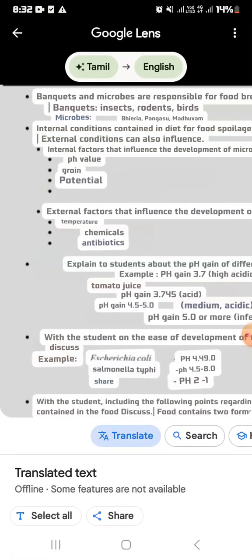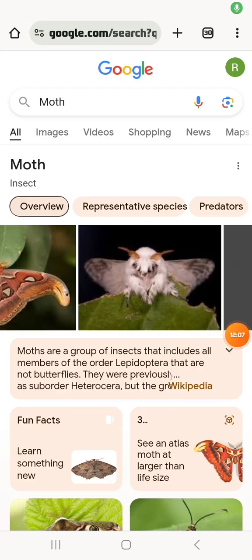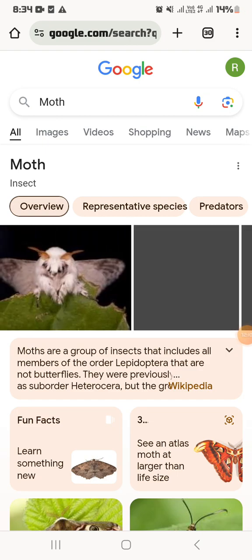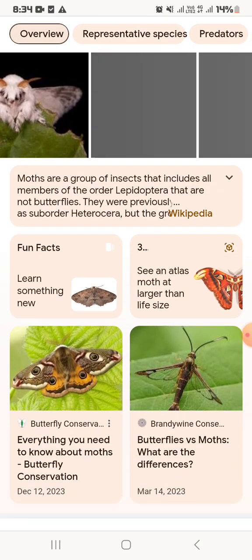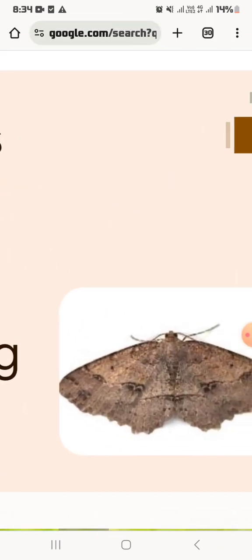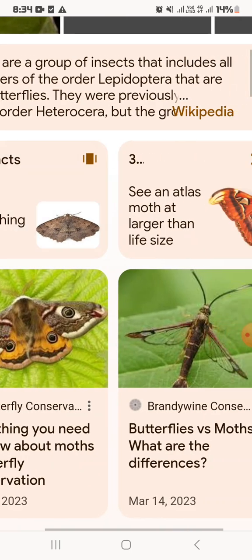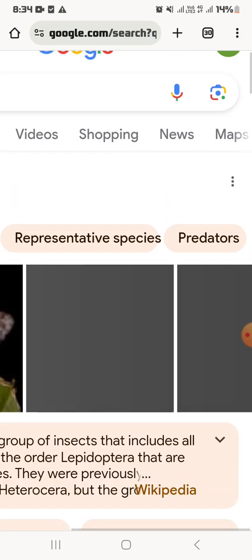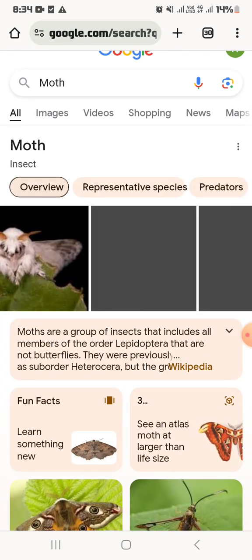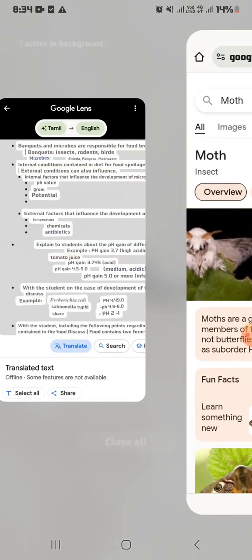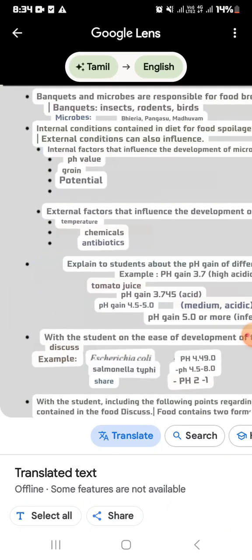Okay, so the next one is, here you can see the moth, which will come to our house. It will be like a butterfly, but it is not. It is an insect. So this is also a second species which spoils the food. So what is the next one? Ant.